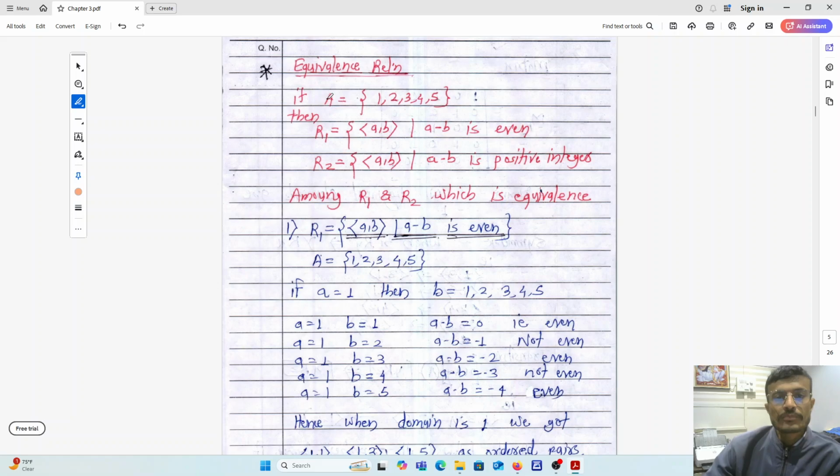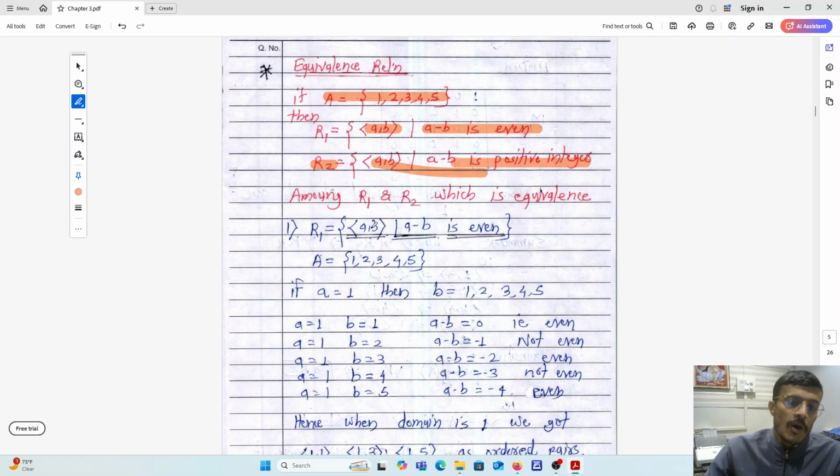You can see here, A is equal to {1, 2, 3, 4, 5}. Relation R1 is equal to the ordered pairs (A, B) such that A minus B is an even number. That is the first relation R1. Then R2 is equal to (A, B) where A minus B is a positive integer. Previously it was an even number. Right now you have to find out where A minus B is a positive number. So we have to find out among the given two relations which one is the equivalence relation.